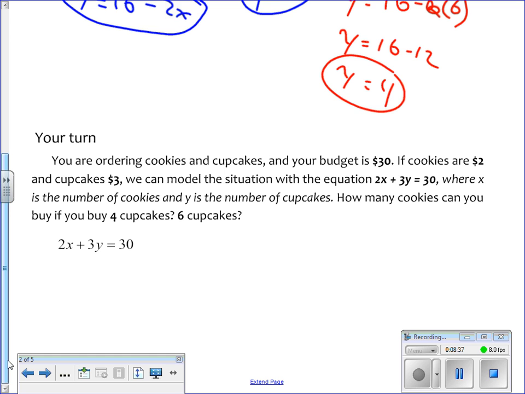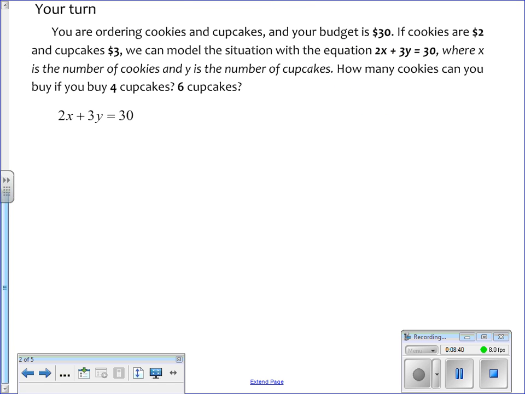Okay, so same idea. You're ordering cookies and cupcakes, your budget is $30. If cookies are $2 and cupcakes are $3, because these are really freaking good cookies and cupcakes. They're pretty good cookies, particularly if they're $2 a cookie. Okay, we can model a situation with 2x plus 3y equals 30, where x is the number of cookies, y is the number of cupcakes. How many cookies can you buy with 4 cupcakes and 6 cupcakes?